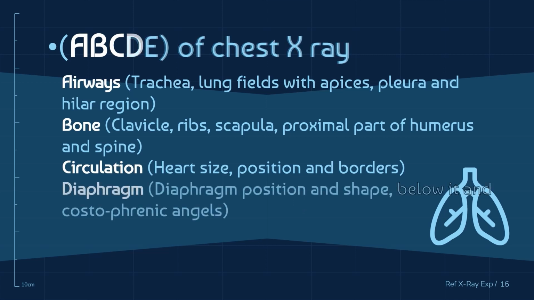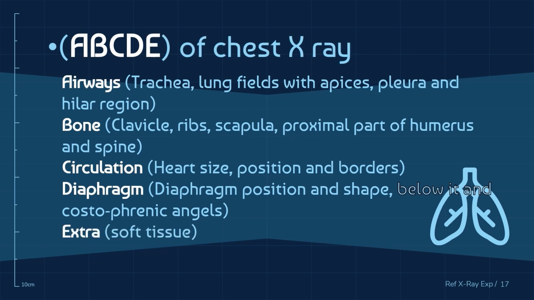D stands for the diaphragm, which is also visible in the chest X-ray, and it can indicate pathologies if there are any abnormalities in the position. You need to note that normally the diaphragm is elevated on the right side due to the presence of the liver. Finally, E stands for the extra soft tissue that you can see outside, aside from the stuff that you have already mentioned. So this gives you the freedom to comment on either soft tissue or any lesion that you forgot to mention while commenting on these.